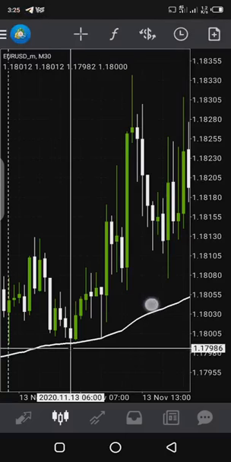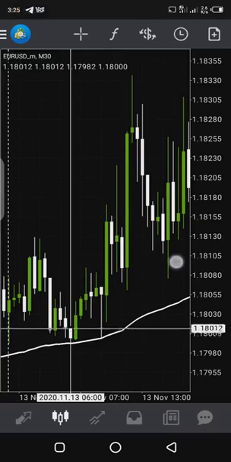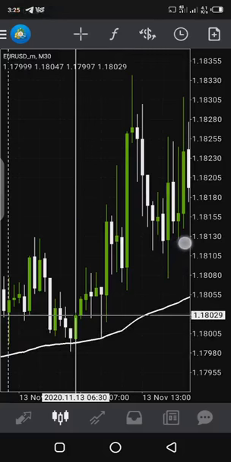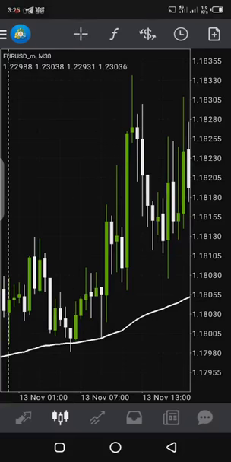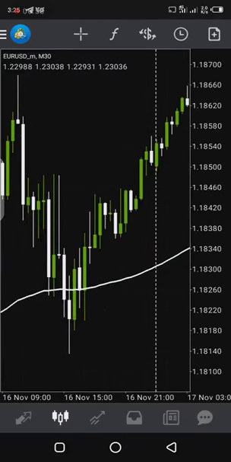This is it. 17988. You enter at this point. Calculate your risk parameters. Let's see another one.